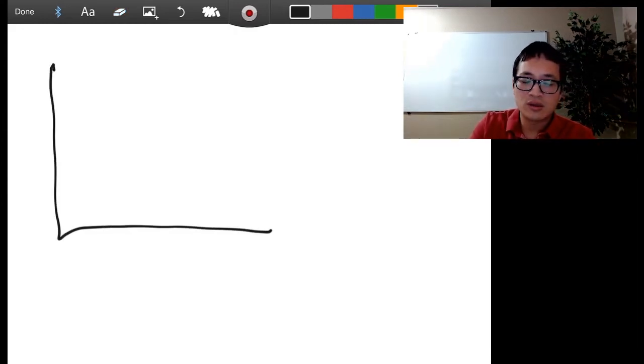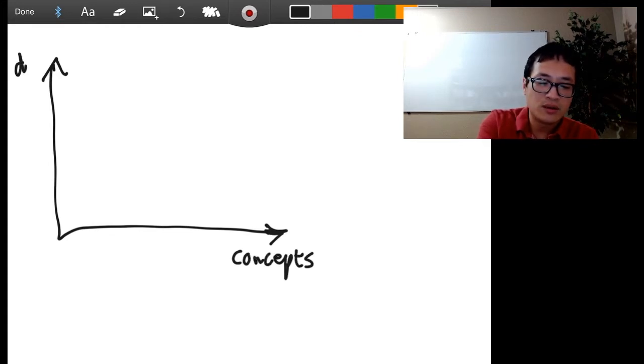So I'm gonna switch my screen here so you can also see my iPad. And I'm gonna try to draw this. So this graph you're gonna see a lot in the course. And well, this one there's no arrow, but this is where these are concepts. And this is the difficulty level.